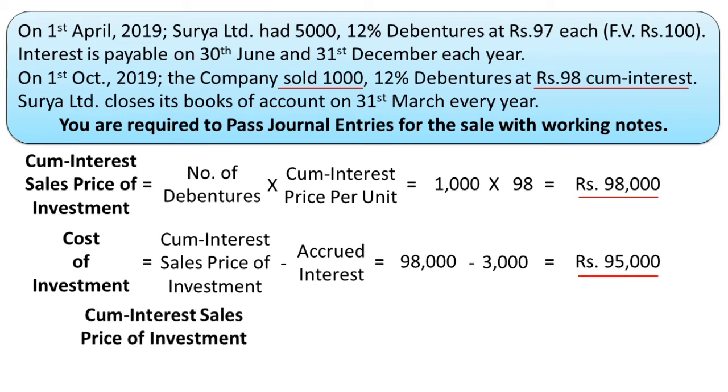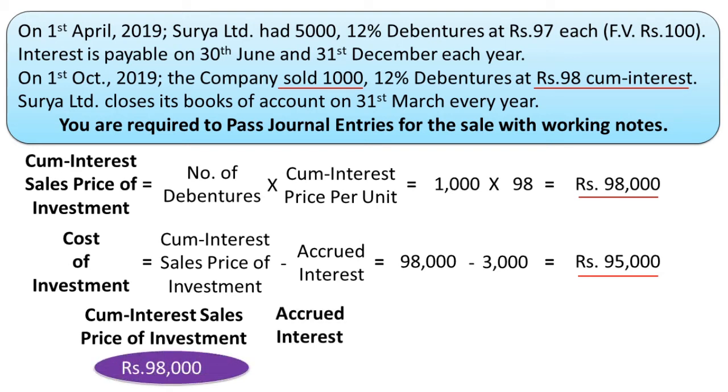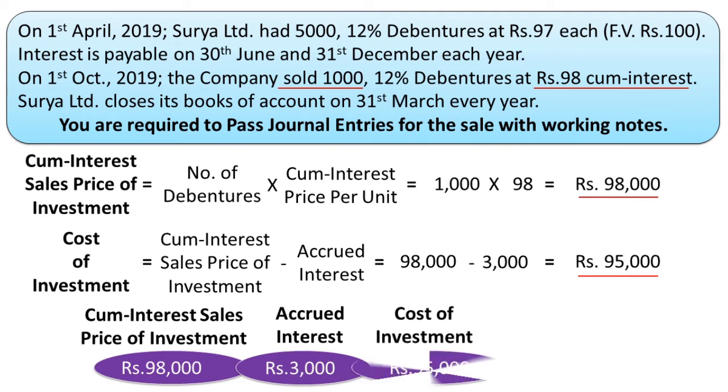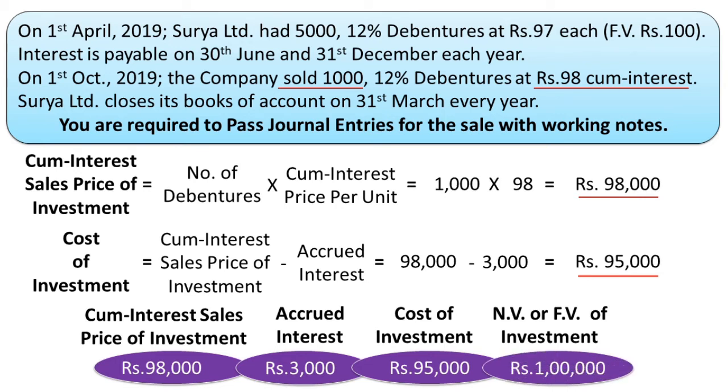Now, cum interest sales price of investment we have got Rs 98,000. Accrued interest we have got Rs 3,000. Cost of investment we have calculated Rs 95,000, and we also know the nominal or face value of investment, which is Rs 1 lakh. Now let us go ahead and try to see the journal entries for cum interest sales.